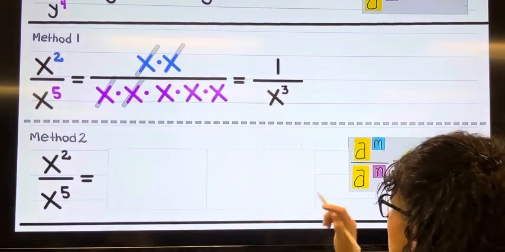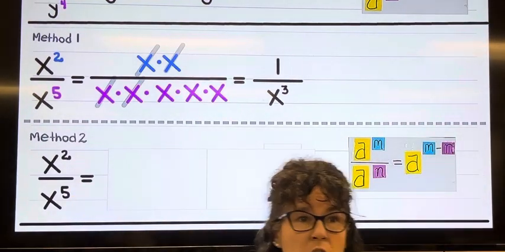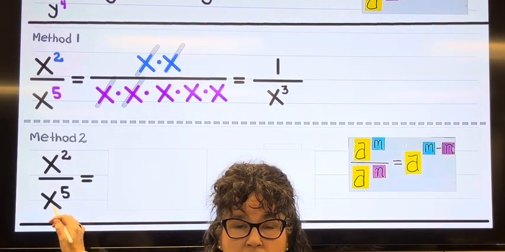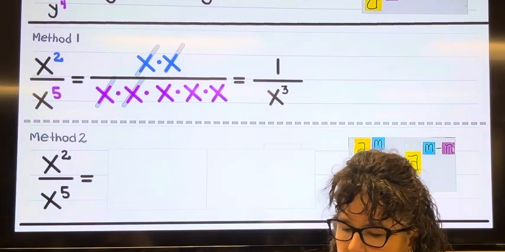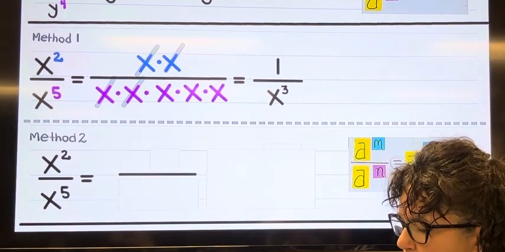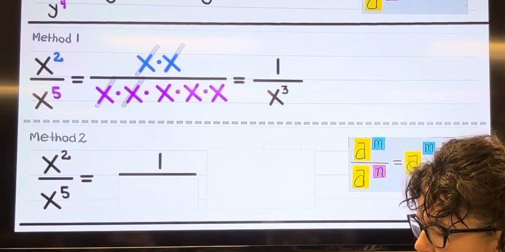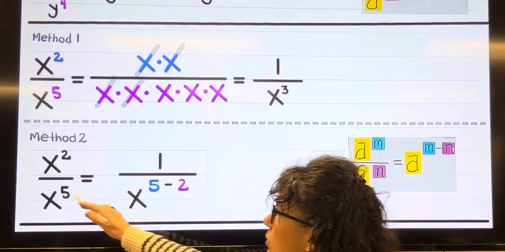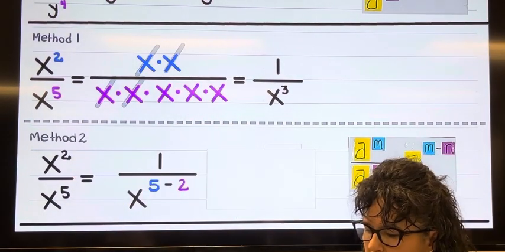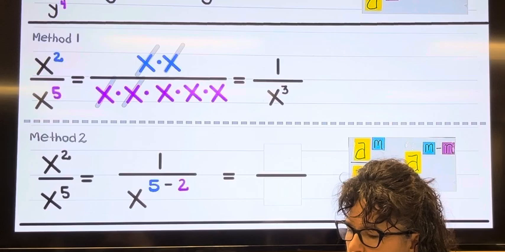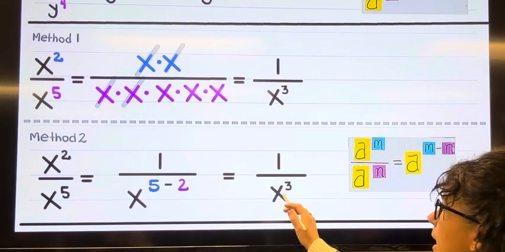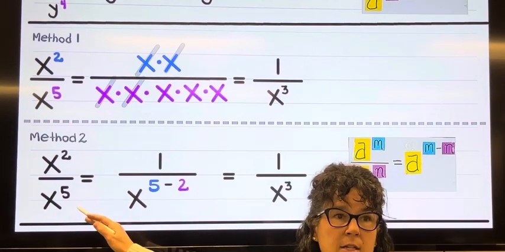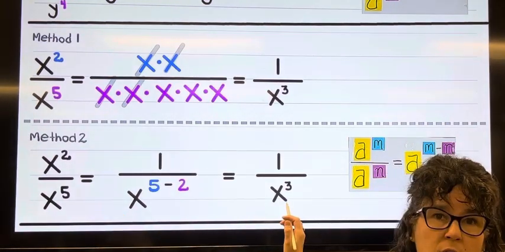If you use your rule, yes, you're going to take 5 minus 2, but there are more x's in the denominator, so the leftover are going to be in the denominator. So I'll have a 1 in the numerator, and then I'll do the 5 minus 2 from here, and then I end up with 1 over x to the 3rd power. Again, the key is there were more x's in the denominator, so the leftover is in the denominator.